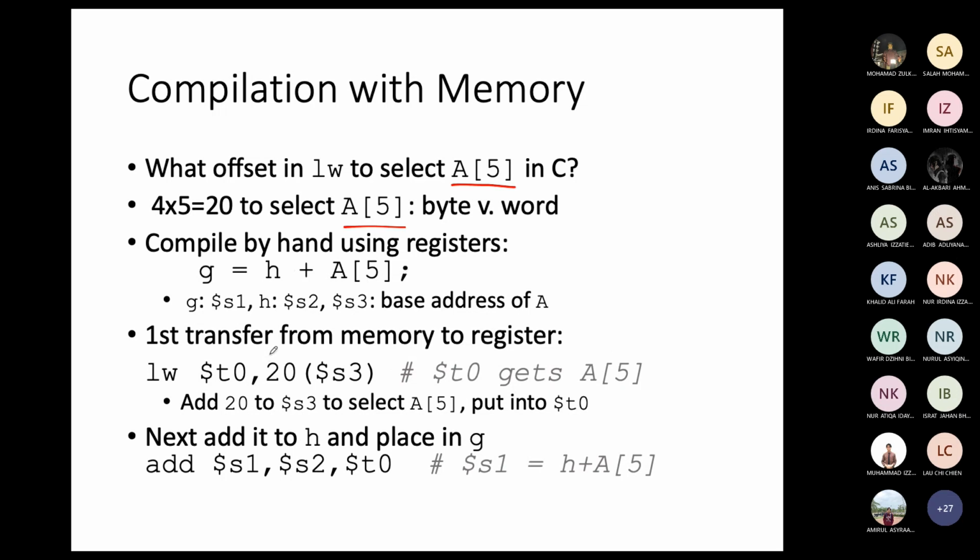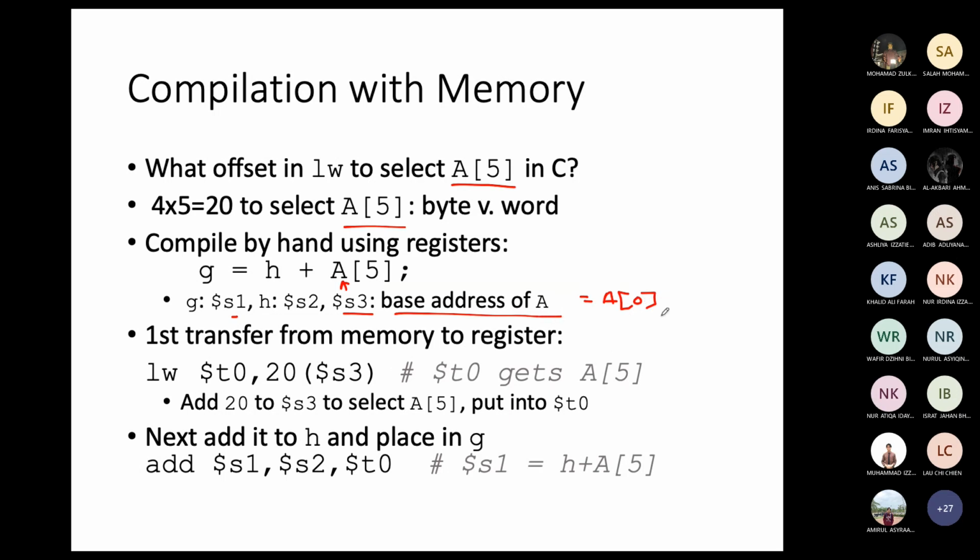G is represented by S1, H is represented by S2, and S3 represents the base address of A, the name of the array. The name of the array itself is a memory address, the memory address of the first index. That's why we always call it A0 in C. It's also in C.